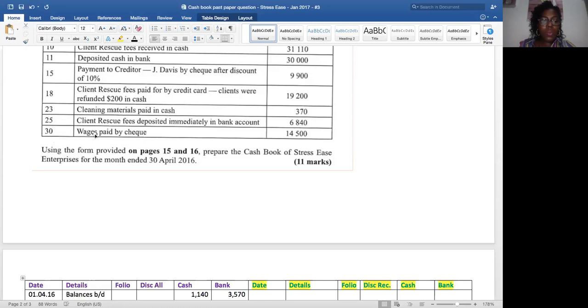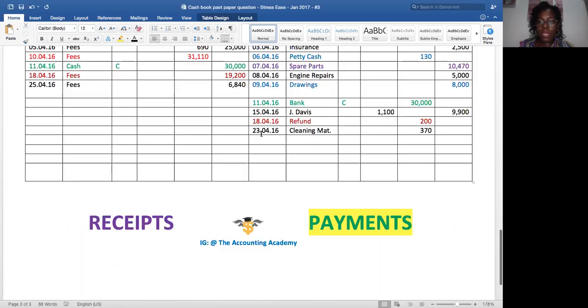On the 30th, wages paid by check. You see that, by check? That is a key term, a trigger term. It's supposed to help you understand what to do next. All right, so wages paid by check, money is going to come out of our account. Which account is it going to come out of? It's going to come out of our bank account because they said it was paid by check. So let's go make that entry. All right, so wages paid by check.